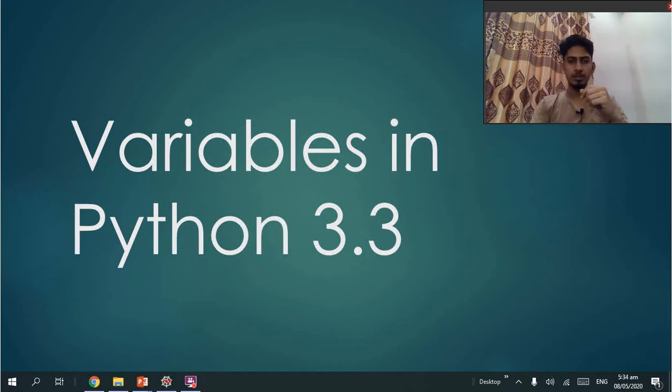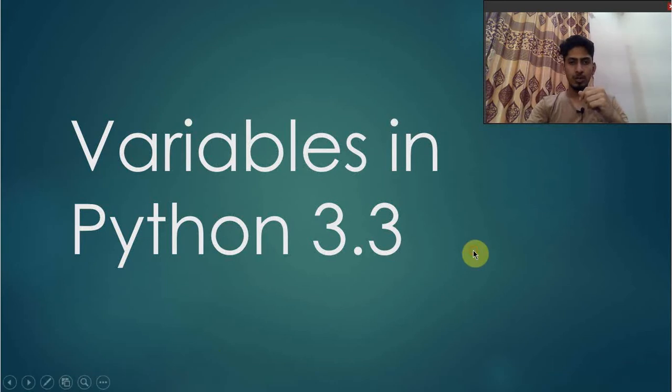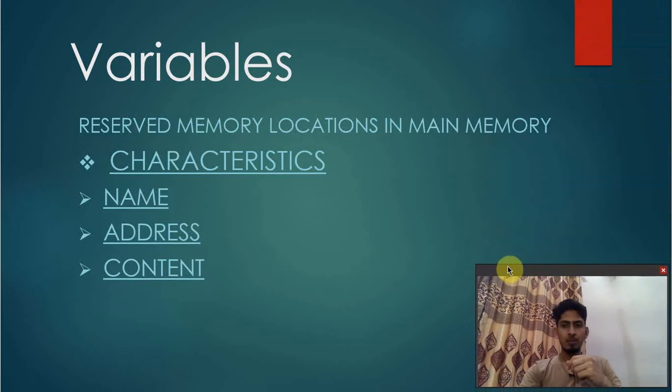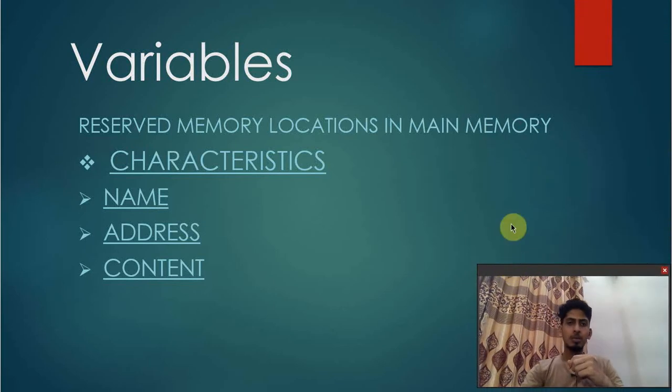So let's discuss it. First of all, what are variables? Variables are reserved memory locations in the main memory. These are the memory locations which we reserve for specific data in the main memory. What is main memory? Main memory is temporary memory which a processor can immediately access, right?